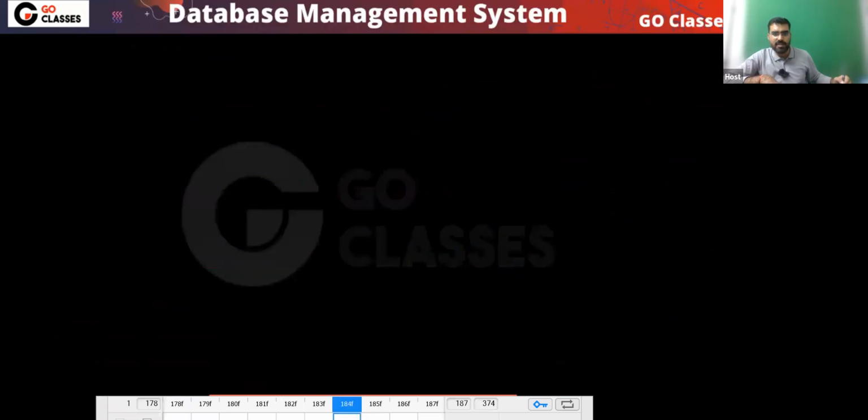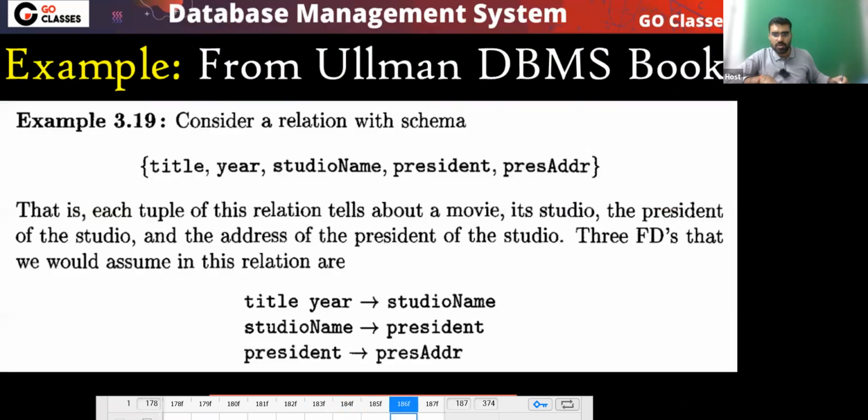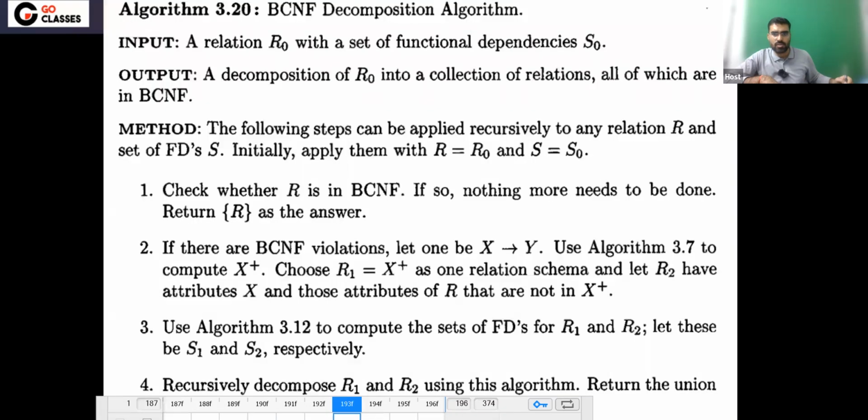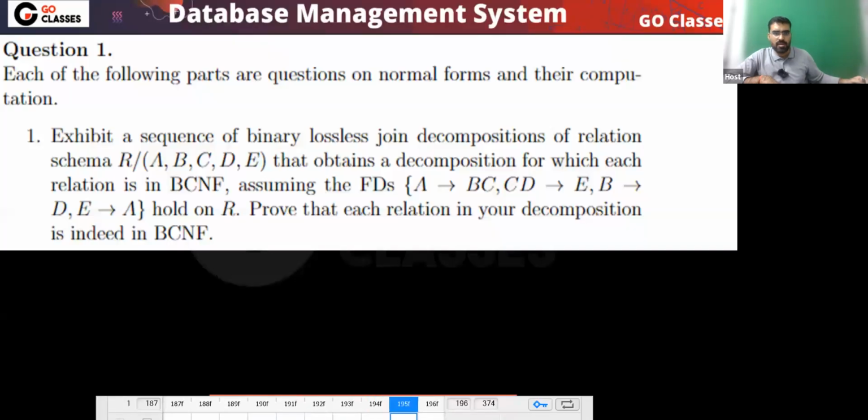Anyway, this is your question now, so let's move on. Can I give this question as homework? You can check it out. You can do the BCNF decomposition. So now let's move on.